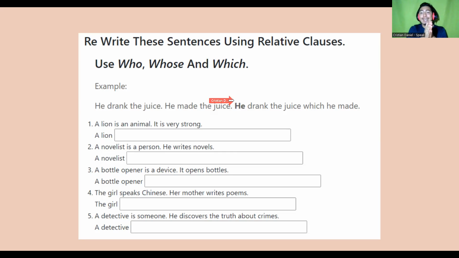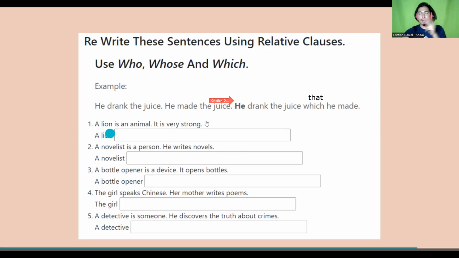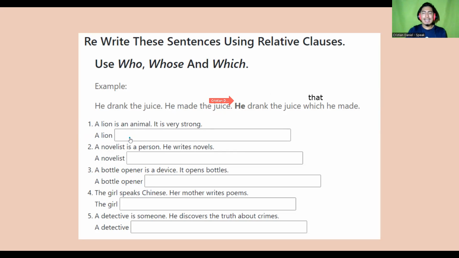Juice is a thing. That's why we use which. He drank the juice which he made. Remember that another option is that. But in this opportunity, guys, we are not using that. Only who, which, and whose. Now, everybody, let's pay attention to sentence number 1. We have two sentences. A lion is an animal. It is very strong.